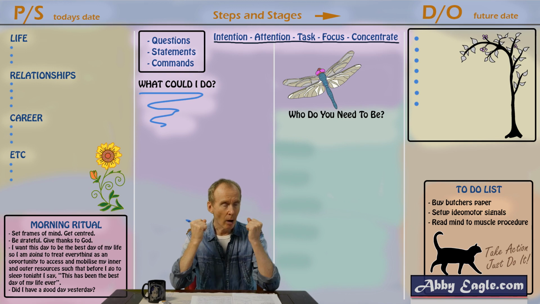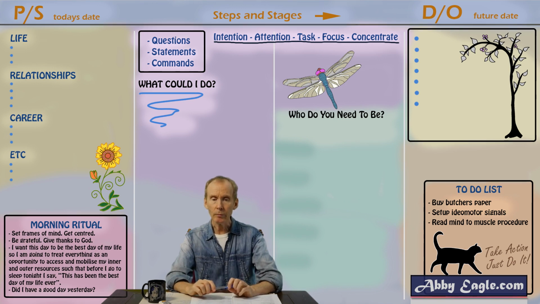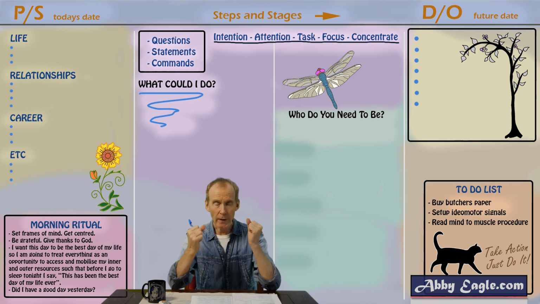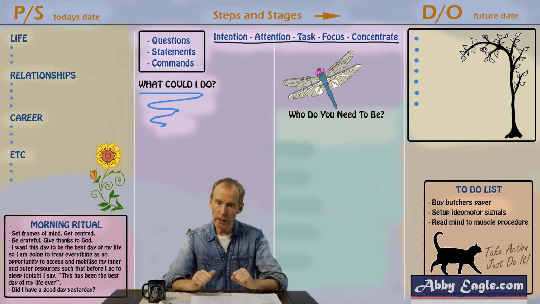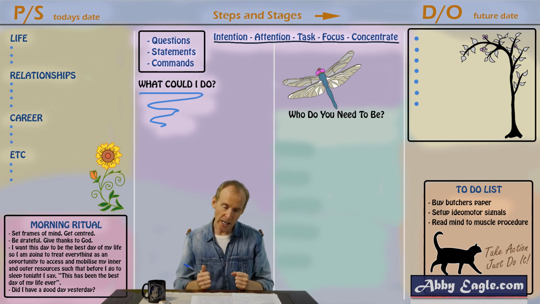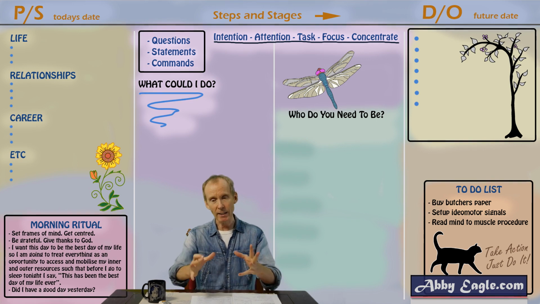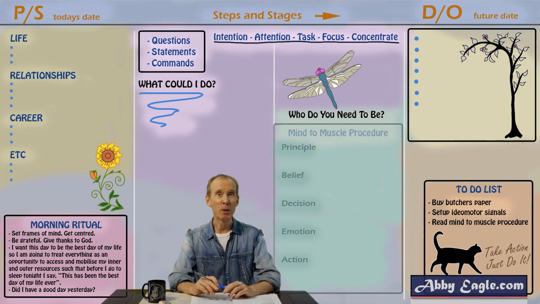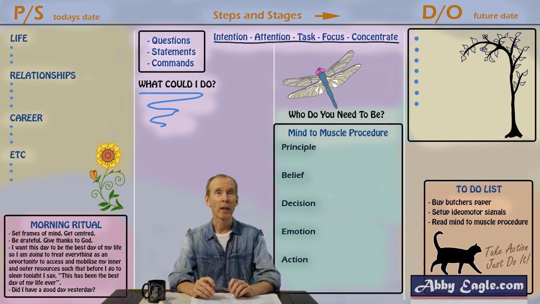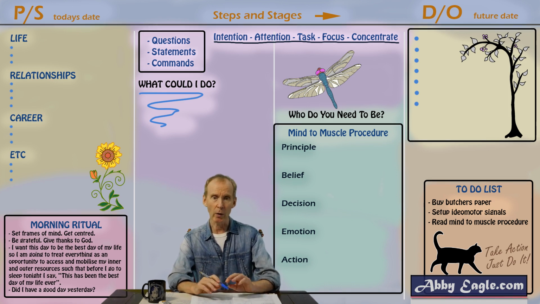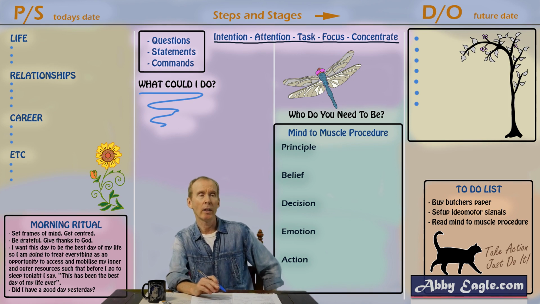What are the thoughts you need to hold in mind? What are the beliefs you need to have? What are the decisions you need to make? What are the feelings you have to have? What are the action steps? Which takes us to the mind-to-muscle procedure. The mind-to-muscle procedure was developed by Michael Hall, and there's an article on my website which goes into some detail and shows you how to use it. And I've been thinking about doing a video on it. It's a bit of a challenge, but I'll think about it.